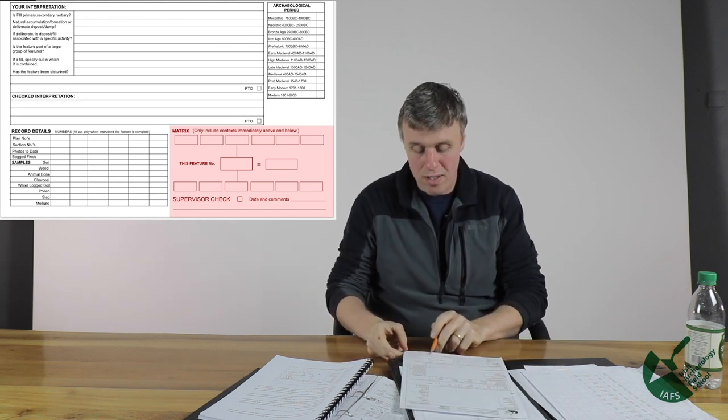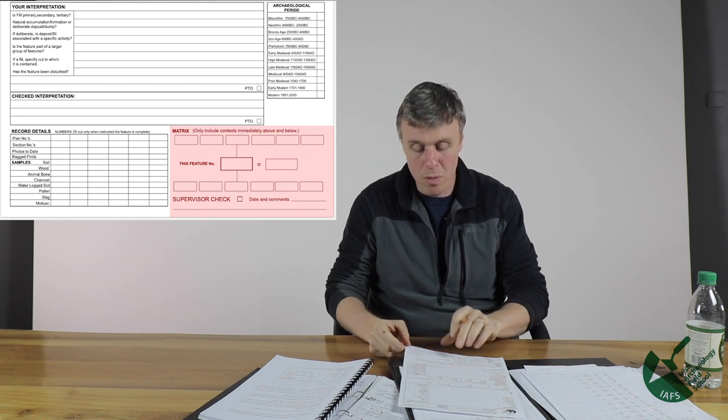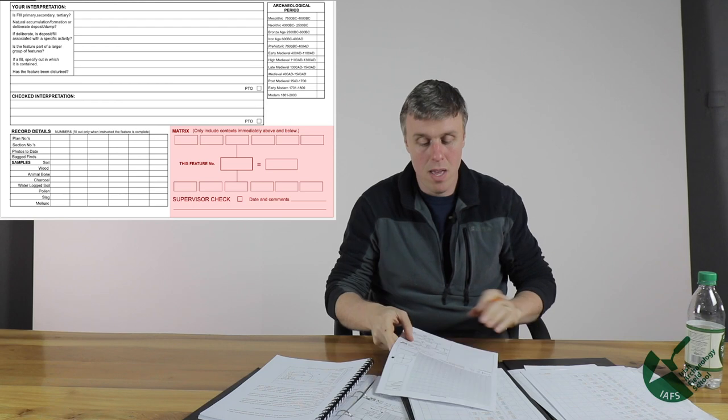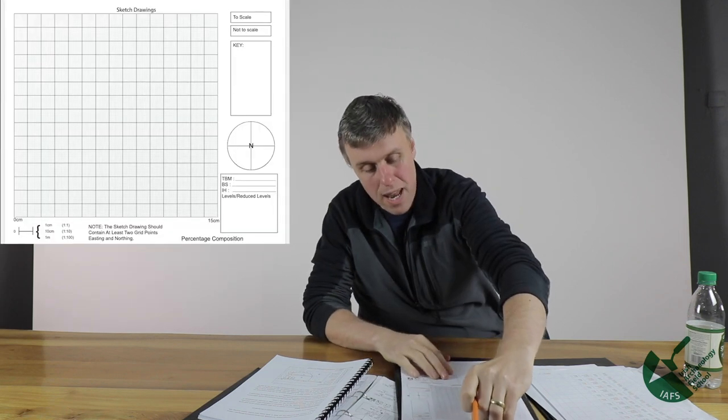Then at the bottom, you'll see there's a supervisor checkbox to make sure the supervisor has checked your sheet and they're happy with it, and date and comments, okay? We'll flip over. Now, the back is quite simple in that it's really just to capture a sketch drawing of the feature you were talking about.